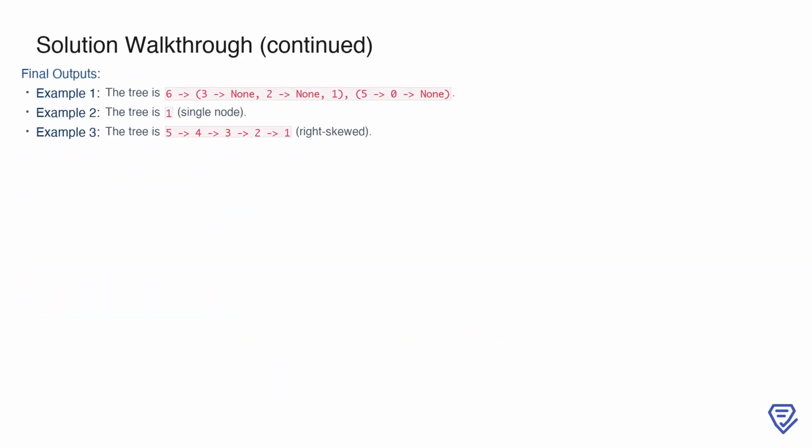To summarize the outputs, for the first example, the constructed tree has 6 as the root, with the left subtree containing nodes 3, 2, and 1, and the right subtree containing 5 with 0 as its left child. For the second example, the tree is simply a single node 1. For the third example, the tree is entirely right-skewed, starting with 5 as the root, followed by nodes 4, 3, 2, and 1 as consecutive right children. These examples illustrate how the maximum binary tree is constructed from the given input arrays.